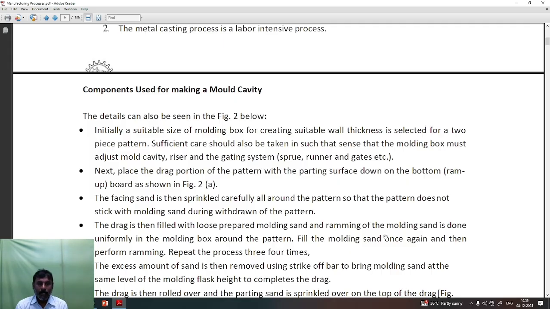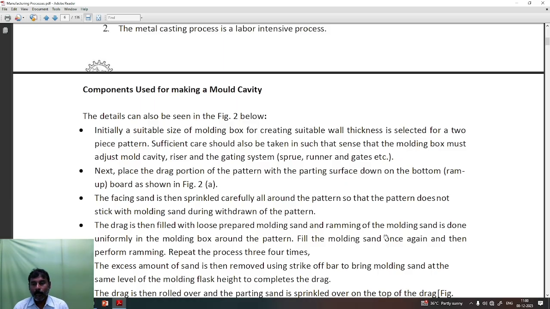Next, place the drag portion of the pattern with the parting surface down on the bottom. The facing sand is then sprinkled carefully around the pattern so that the pattern does not stick with the molding sand. The drag is then filled with the loose prepared molding sand and ramming of the molding sand is done uniformly in the molding box around the pattern.